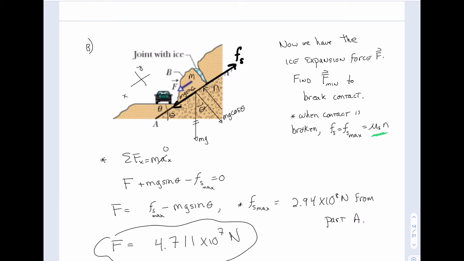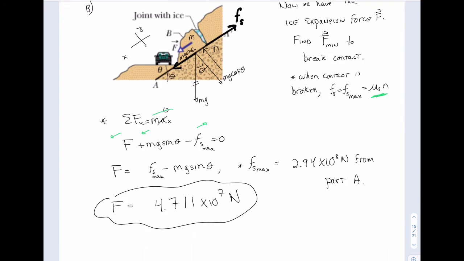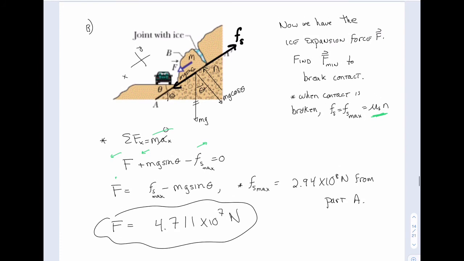So I applied F equals ma in the x direction. I want to know when contact's broken, so acceleration is 0. So I have that purple force F points down, mg sine points down, static friction max points up. And then just solve that for that purple expansion force. And remember from the previous problem, static friction was that number from above, and so I find that expansion joint force comes out to be that. So it's a difference between that number and mg sine.